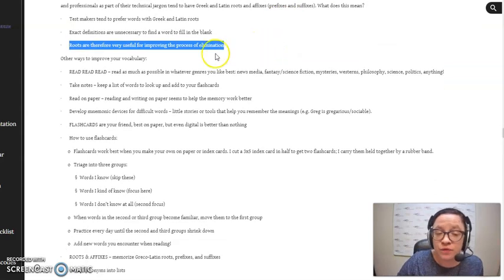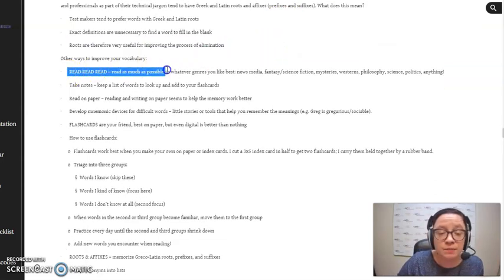Other ways to improve vocabulary include reading as much as possible. I encourage students to look at the genres they like best, whether it's news media, fantasy and science fiction, comic books, mysteries, philosophy, whatever it is they love reading, whatever subjects they are passionate about, encourage them to read in English, any texts you know that pertain to those subjects.